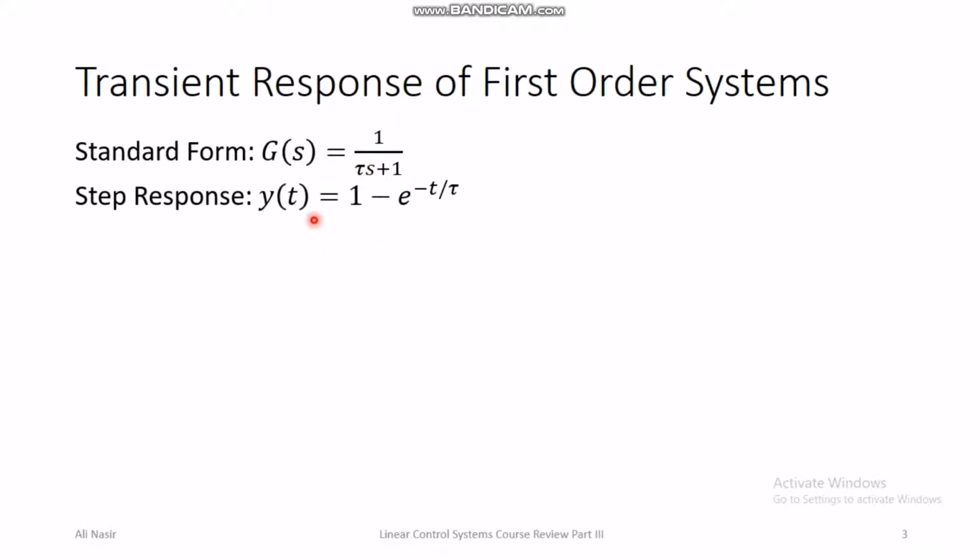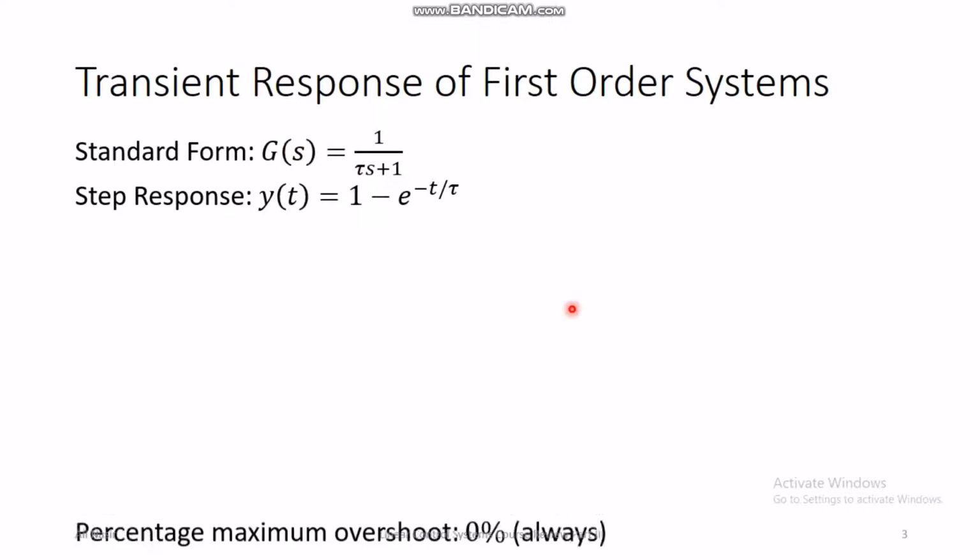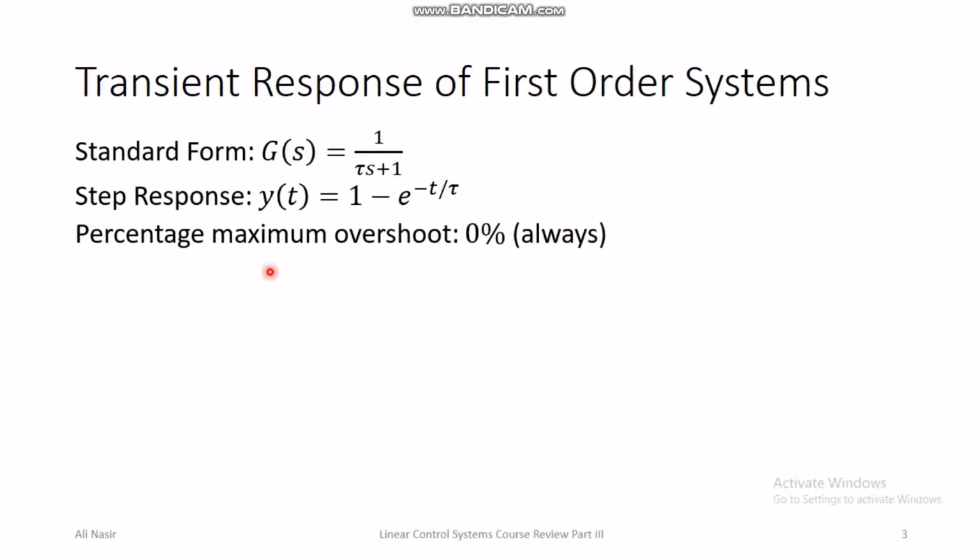The step response of a first order system is an exponential curve, which is represented by 1 minus e to the power minus t over tau, where t is the time and tau is the time constant, same as written in the transfer function. Percentage maximum overshoot of a first order system is always 0 regardless of the value of tau. This is a very important and very useful fact to remember.